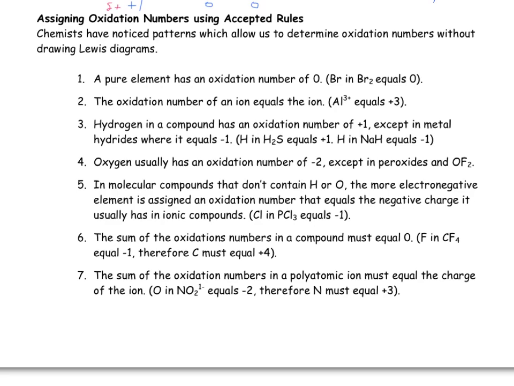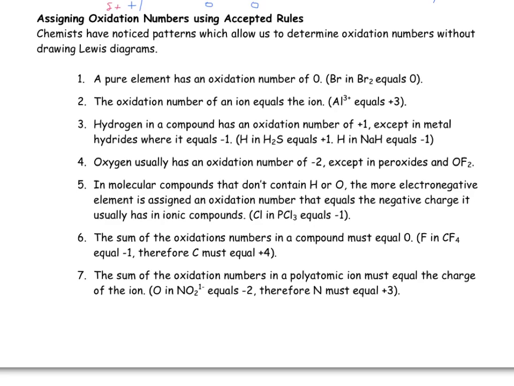The sum of the oxidation numbers in a compound must equal 0. Therefore, in the compound CF4, the fluorine, because it's more electronegative, would equal its charge, so therefore -1. The oxidation number on the carbon must balance out the 4 fluorines. Because each fluorine is a -1, and I have 4 of them, that's a -4 that needs to balance. Therefore, the carbon must have an oxidation number of +4.